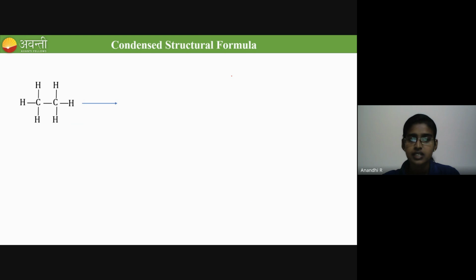So what is condensed? This is the complete structure of ethane. And if you condense this, you will get CH3 like this. So what is the difference between complete and condensed structure? In complete structure, all the bonds are shown. In condensed structure, only the formula is written. No carbon-carbon or carbon-hydrogen or other atom bonds are shown. Okay. If this is the case, it is condensed.